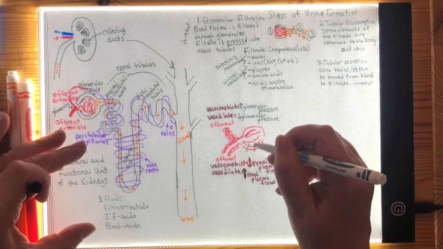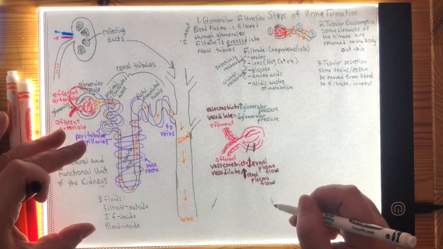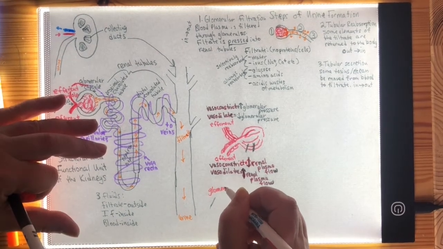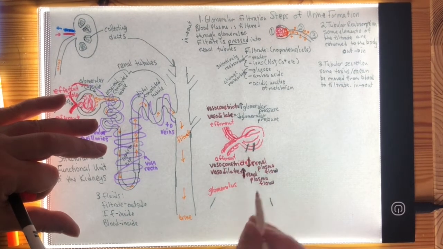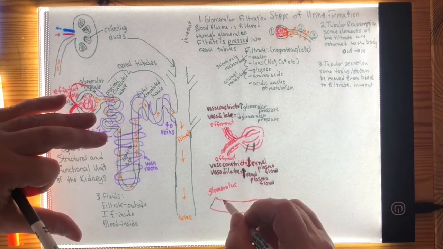Let's take a moment and take a chunk out of this glomerulus. We're running out of room up here, so we're going to put this down below. We're just going to take a closer up view at this microscopic structure. The glomerulus itself has some interesting structures to its walls. It is actually a capillary of the body, so it is made of capillary material, simple squamous epithelium.